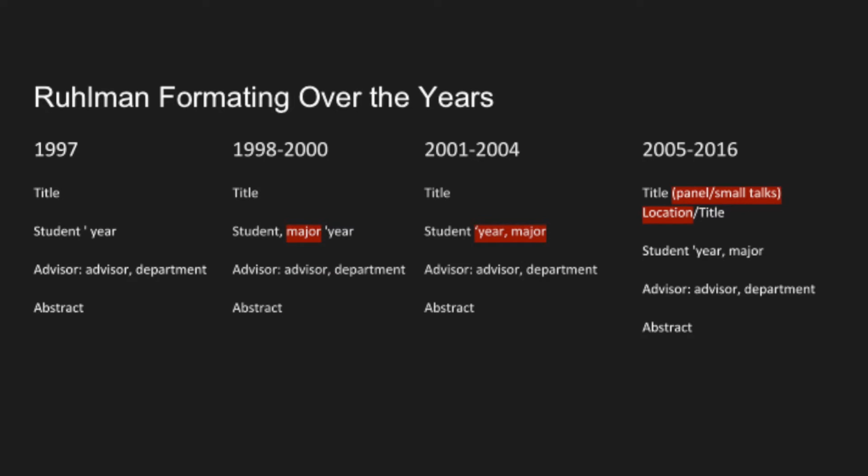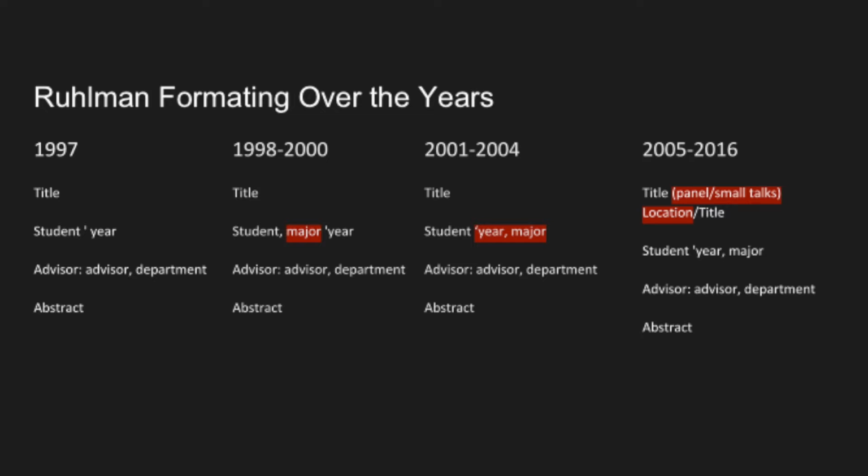So here we have the formatting of the abstract section that we looked at in the Ruhlman programs over the years. As you can see, in 1997, the majors of the students weren't given to us. So for that section in our student majors, we just left it unspecified because we could not get that information. Then from 1998 onwards, we had the majors. However, the format was student, major, year. And then in 2001, that changed to student, year, major. So people dealing with these documents had to parse this particular line differently.